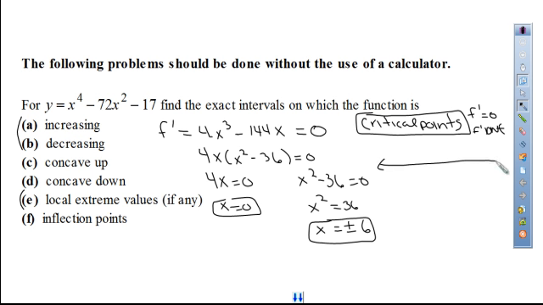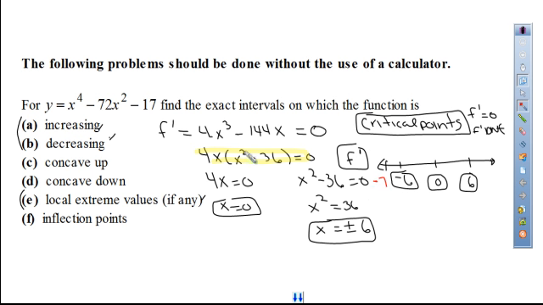So I am going to do a number line on negative 6, 0, and 6. And since I'm checking whether I'm increasing or decreasing and local extreme values, I'm checking the sign of my first derivative. So I need to check the sign of the first derivative, and I'm going to substitute them into my first derivative. So I'm going to need a number to the left of negative 6. So let's do negative 7.